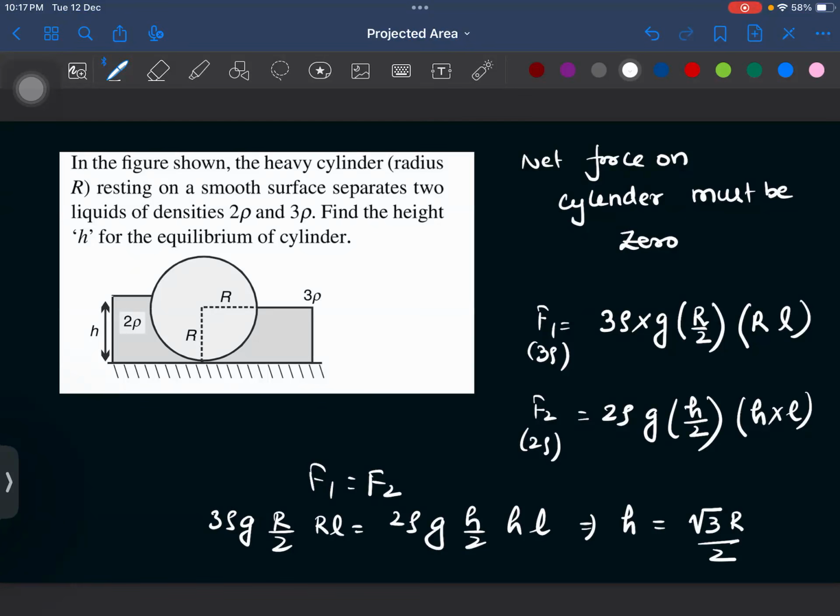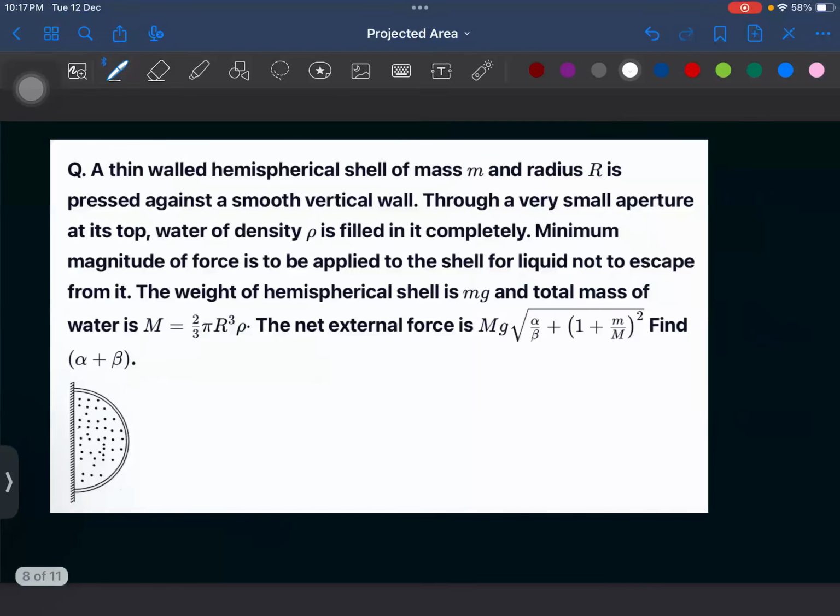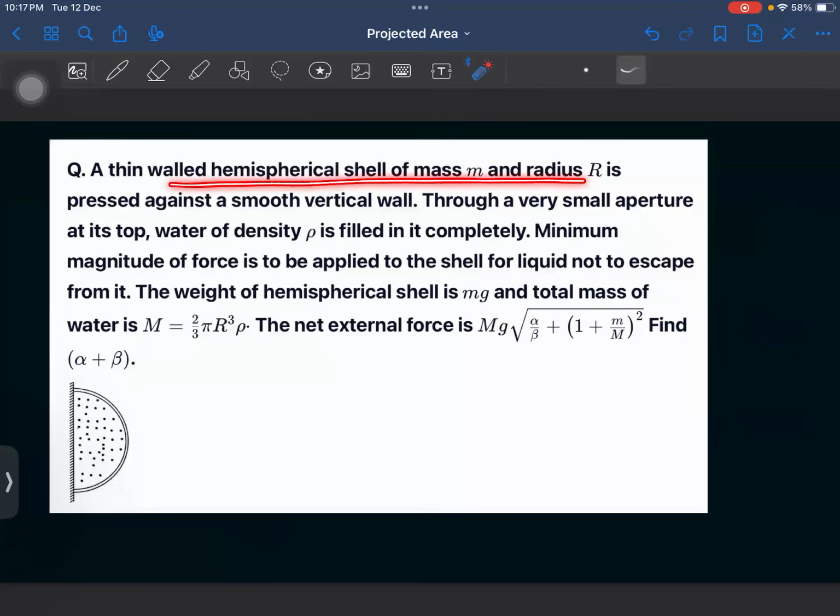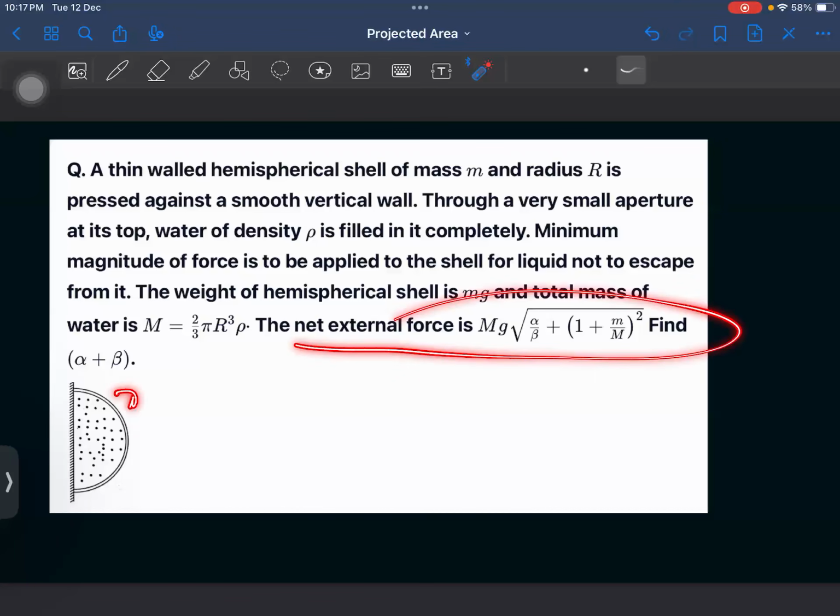Now let us try to solve another question. For example, this is a question. A thin walled hemispherical shell of mass m and radius r is pressed against a smooth vertical wall. Through a very small aperture, water of density rho is filled in it completely. The minimum magnitude of force to be applied on the shell for the liquid to not escape from it. The weight of the hemispherical shell is mg and the total mass is given as this. We have to find out the net external force to keep this in place.